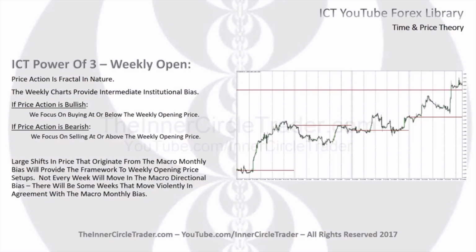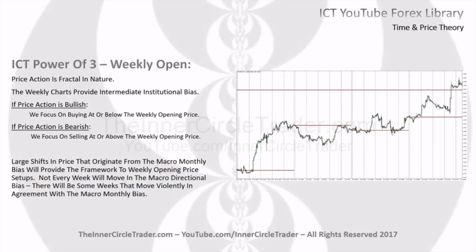Not every week will move in the macro directional bias. However, there will be some weeks that move violently in agreement with the macro monthly bias. So just like we have retracements on any other time frame, we may be longer term bullish from the macro monthly perspective, and in the weekly we may be enduring some measure of retracement or consolidation.